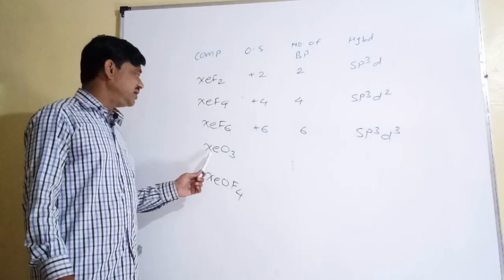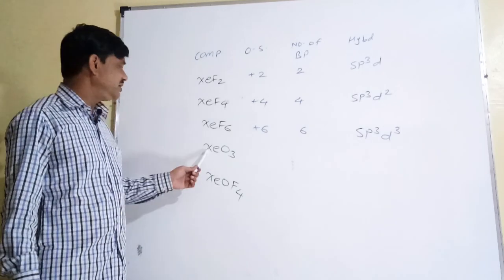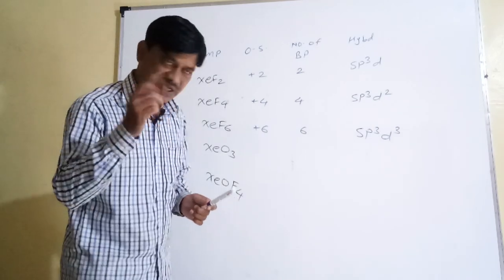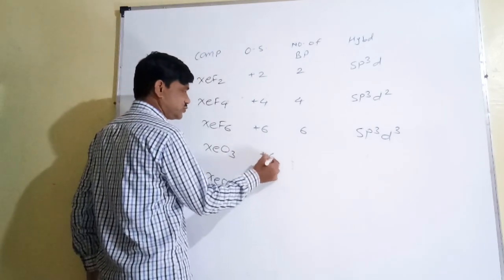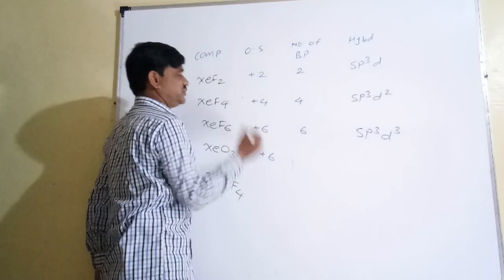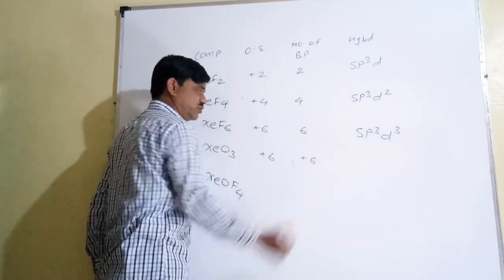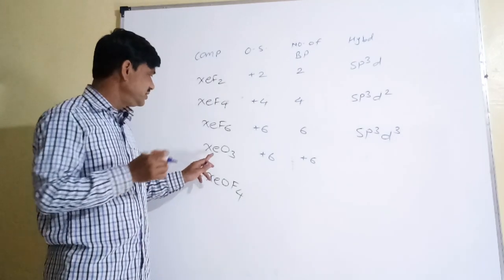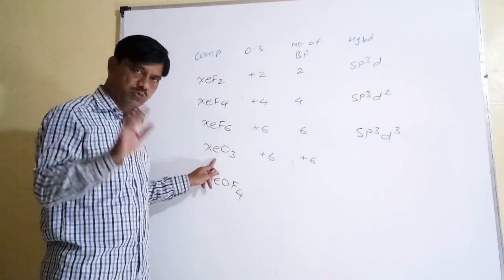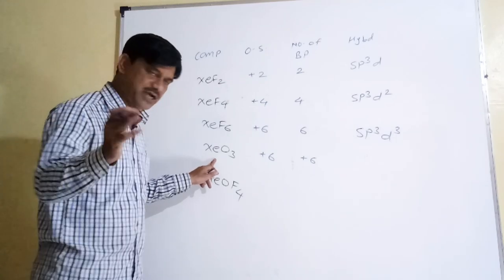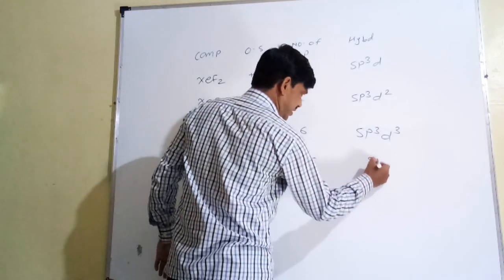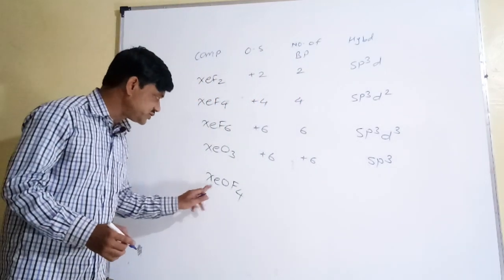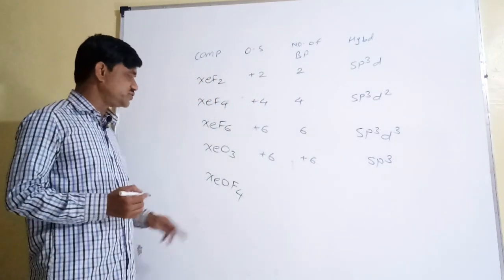Now, if we are dealing with XeO3, tell me what happens in XeO3. Each oxygen carries -2 charge, so -6 charge is cancelled by xenon. So again, what is 6? Oxidation state. How many bonding pairs should be there? 6. Remember this one. Now, how to identify hybridization? This is found to be xenon. No monovalent atom will be there. So 1 by 2 into 8 equals 4. And that will indicate which hybridization? sp3.